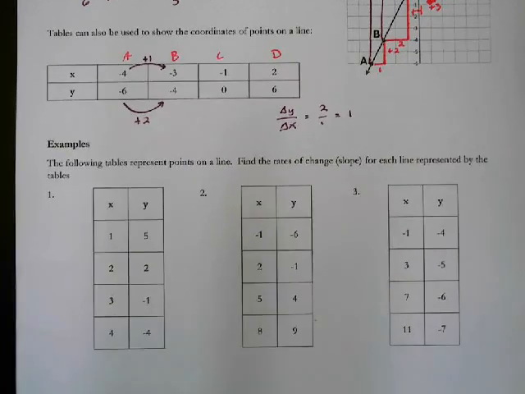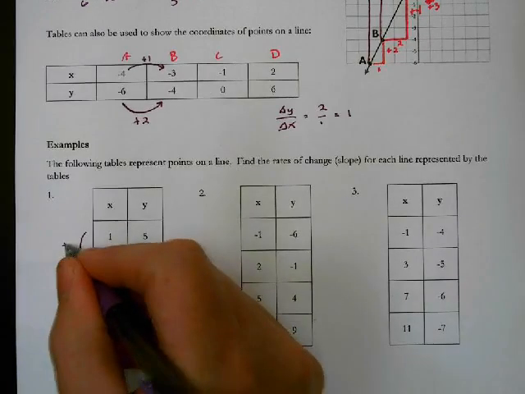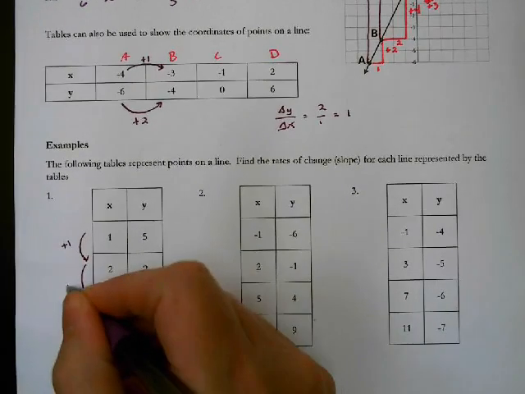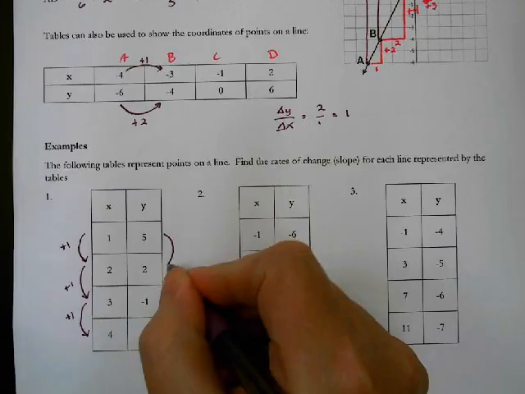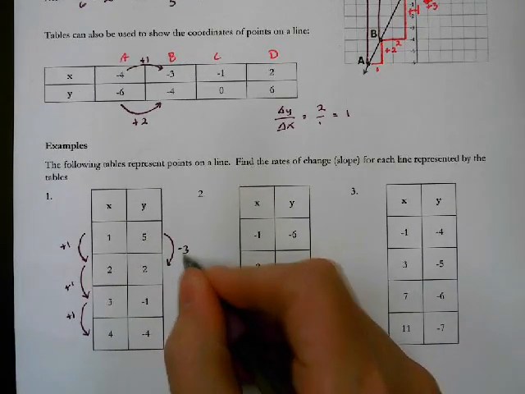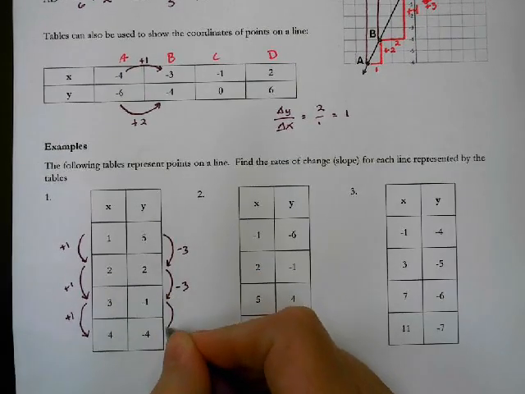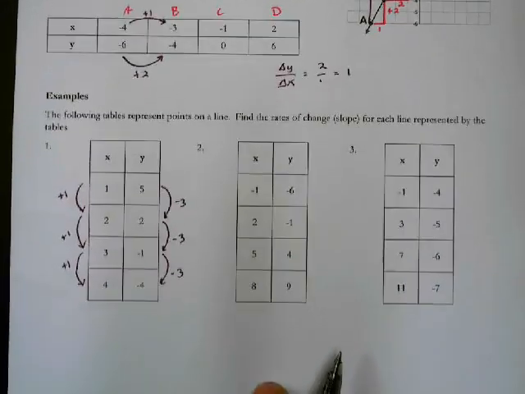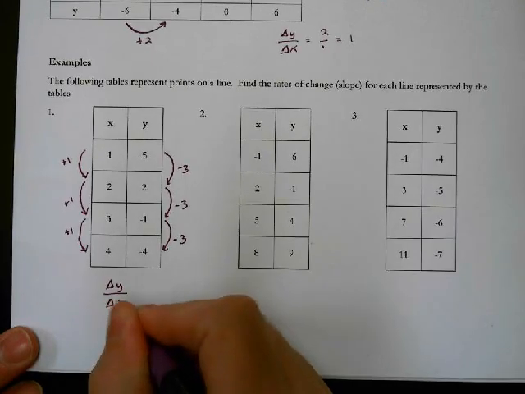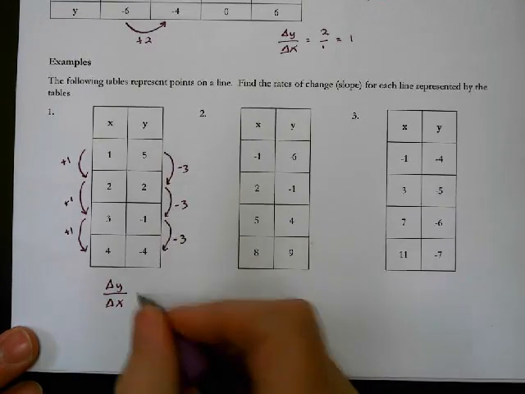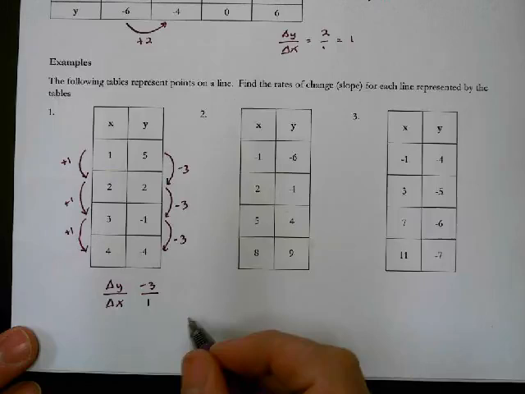These all represent a line. So I can see that my x value here is increasing by 1. It's increasing by 1 again. It's increasing by 1 again. The y value is decreasing, going down by 3. -2 to -1, that's going down by 3. -1 to -4, down by 3. So if I want to find my slope, I would do the change in the y values divided by the change in the x values. The y values are decreasing by 3 as the x values are increasing by 1. So my slope would be -3.